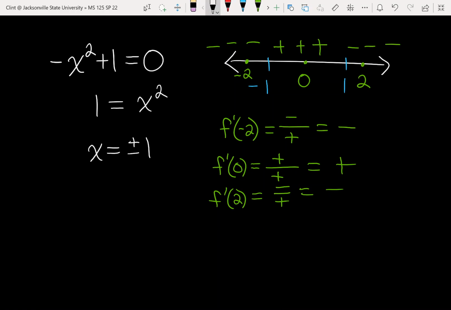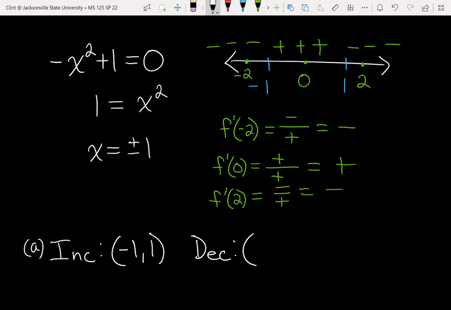So we are increasing where? From -1 to 1. And we're decreasing, yep, from negative infinity to -1, and where else? From 1 to positive infinity.